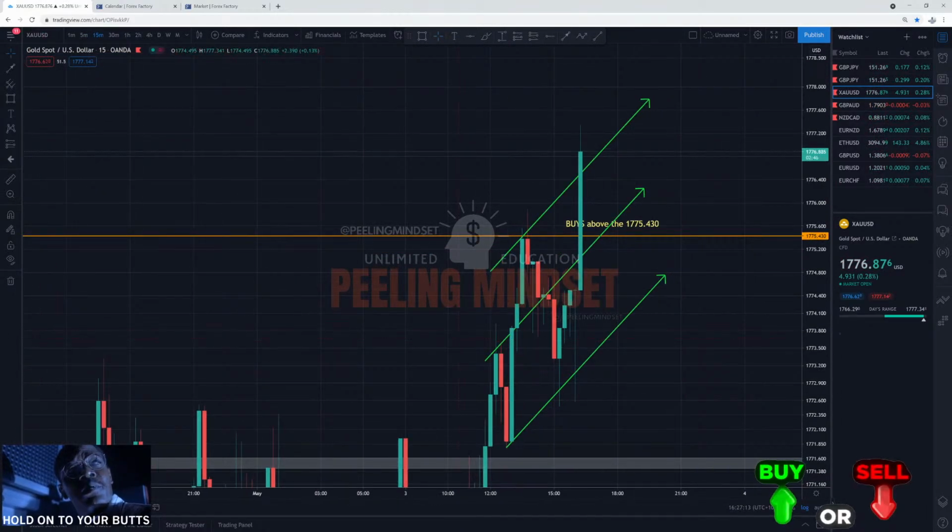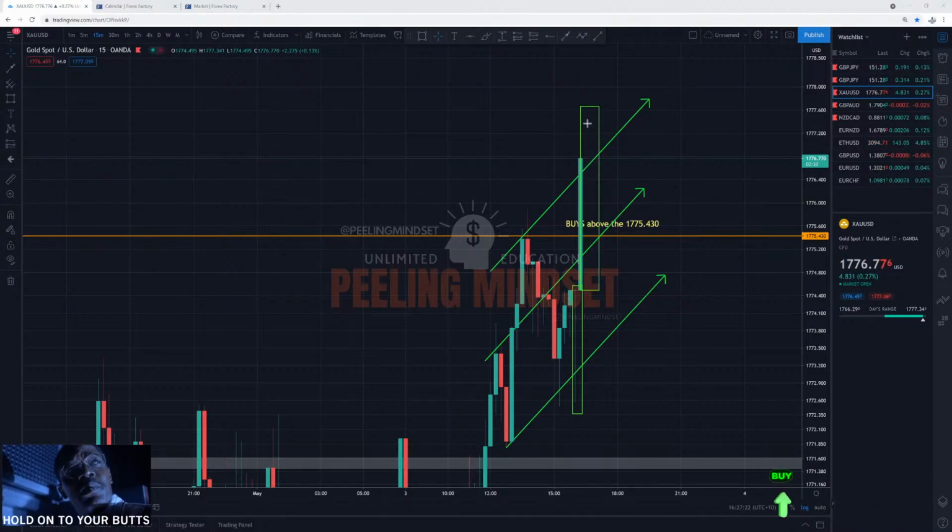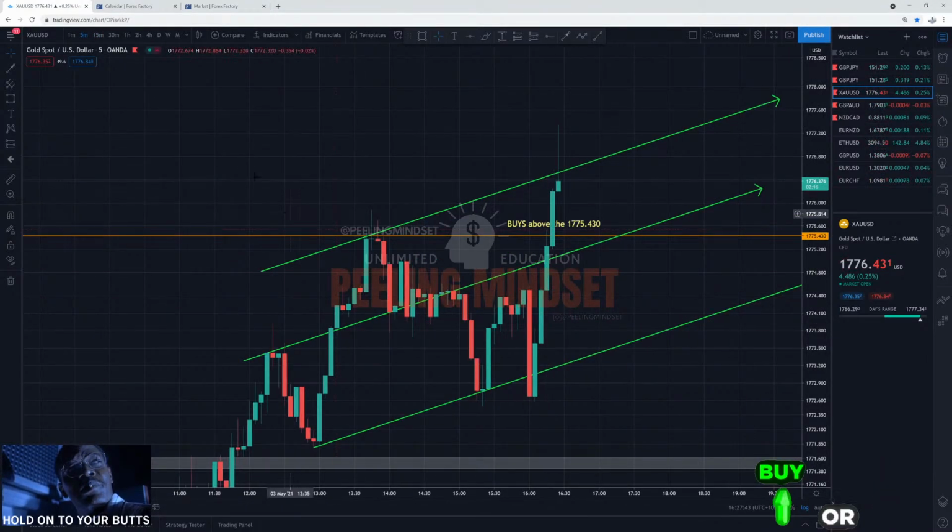look at this. So the rejection on the downside, so the liquidity grab had to go somewhere. Had to go somewhere. And it did go somewhere. Look at that. It's a beautiful candle. Beauty and a beast.